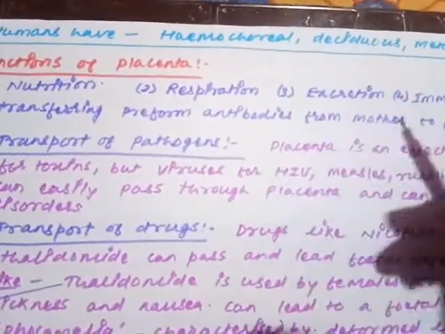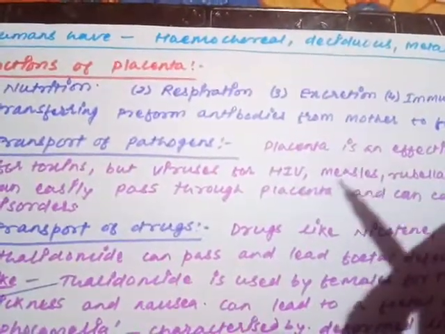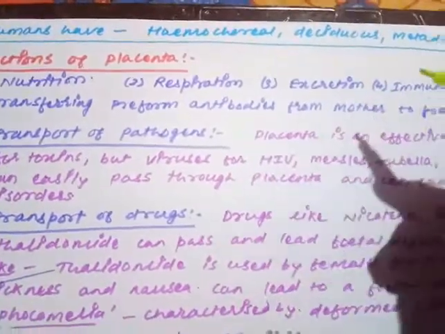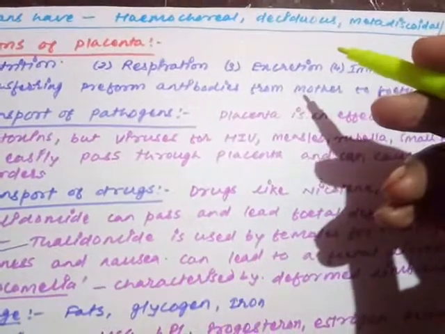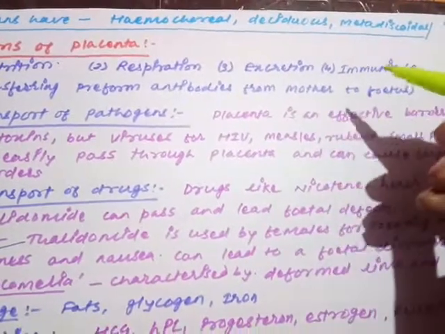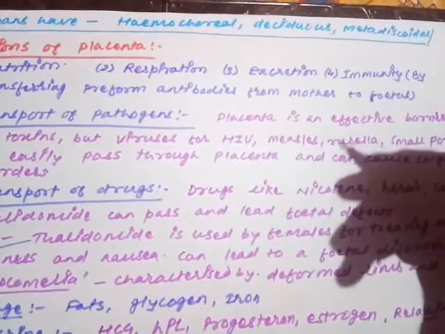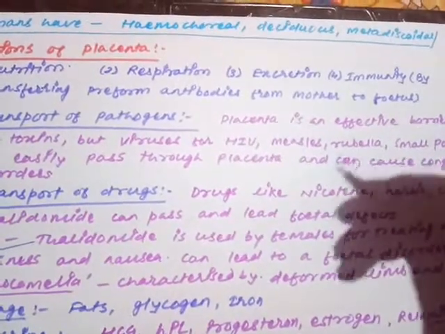Haemochorial, where only three barriers are present, means what? The maternal blood comes in contact with the chorionic epithelium. Deciduous, the true placenta is there, and the decidua detaches off. And metadiscoidal means what? The villi are found to be depressed inside the uterine wall.